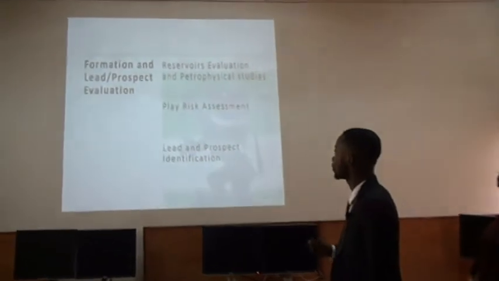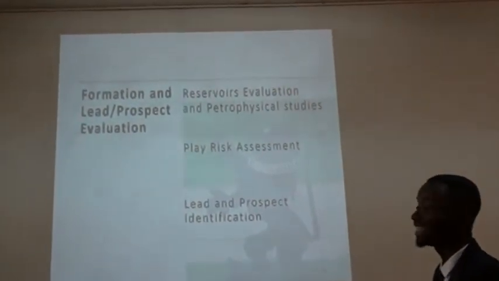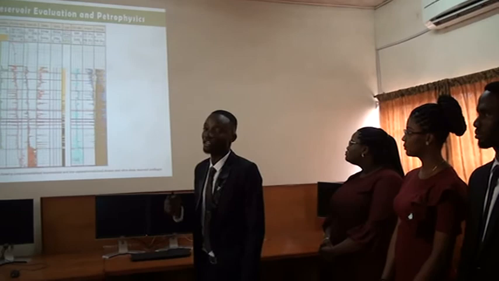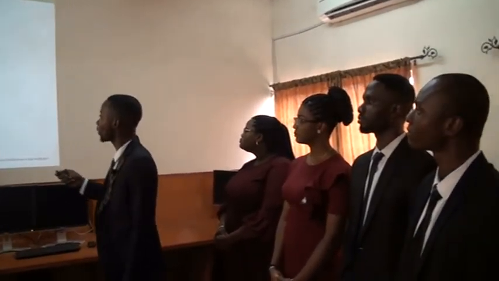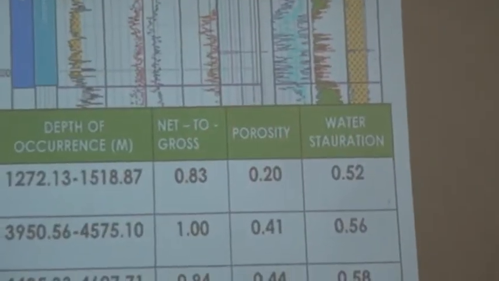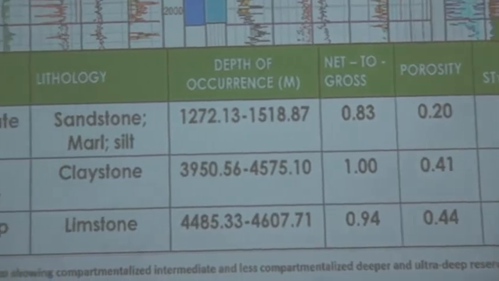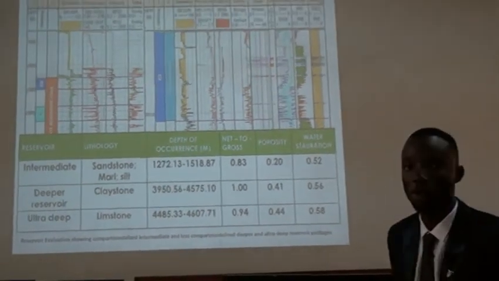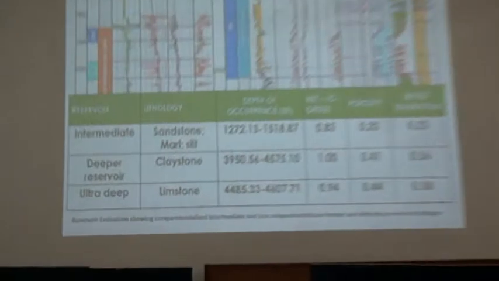We'll be going through reservoir evaluation and petrophysical studies, play risk assessment, as well as lead and prospect identification. This is a log suite on which the different reservoir intervals of interest were picked out. Over here we can see the intermediate reservoir zone, the deeper reservoir zone at this point, and the ultra deep reservoir zone. Bear in mind that these different reservoir zones represent reservoir formations which were evaluated, and this table was deduced, giving us different values for water saturation, as you can see here, porosity, as you can see here, net to gross, their different depths of occurrence, as well as their lithologies, being sandstone for the intermediate reservoir, dolomitic sandstone for the deeper reservoir, as well as limestone for the ultra deep reservoir.